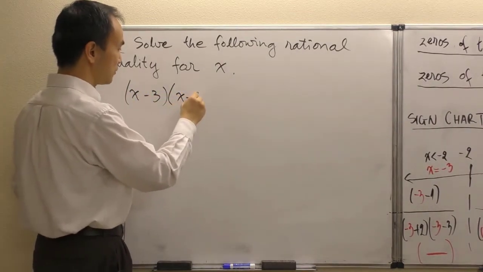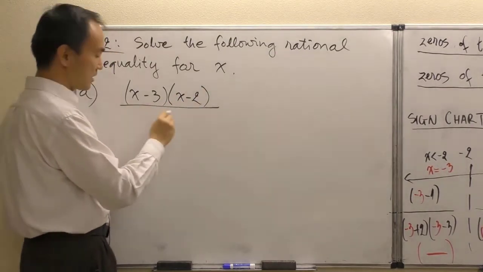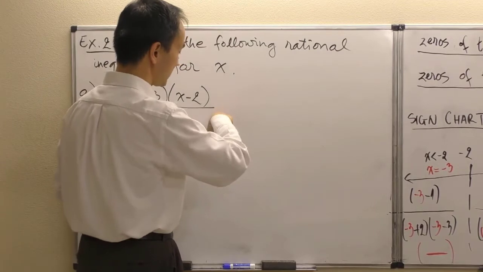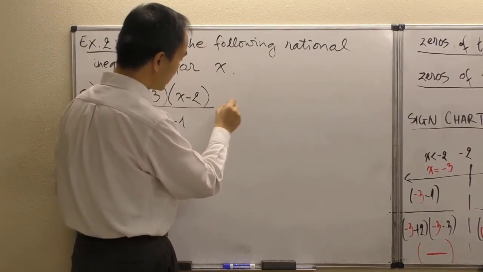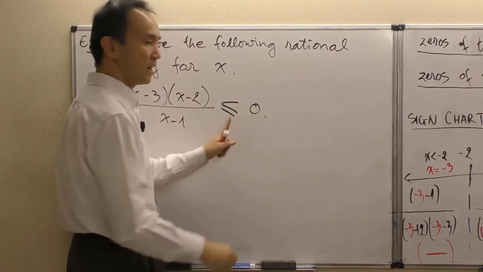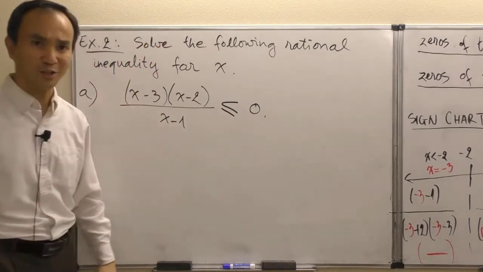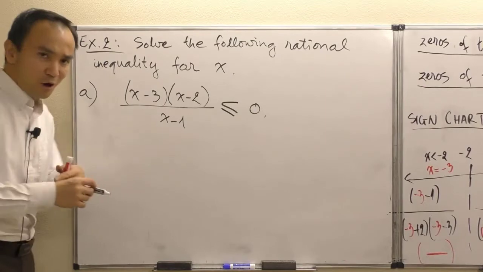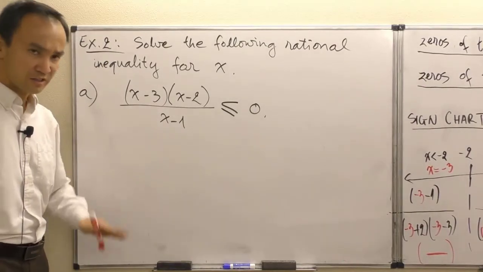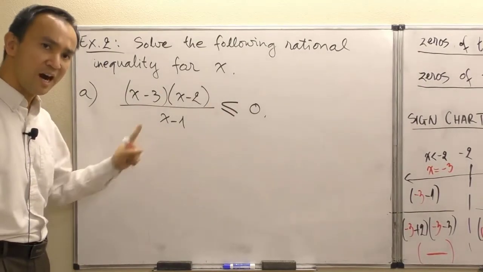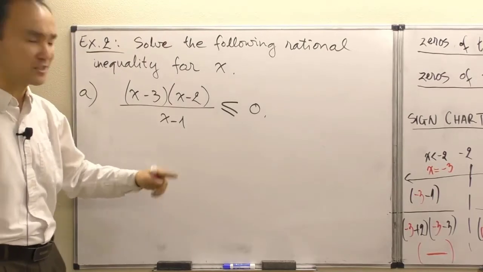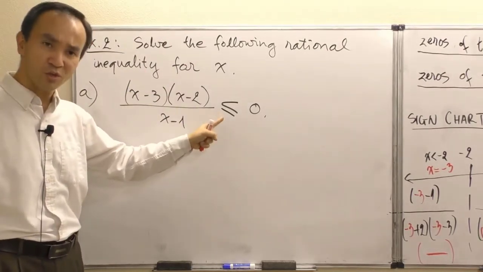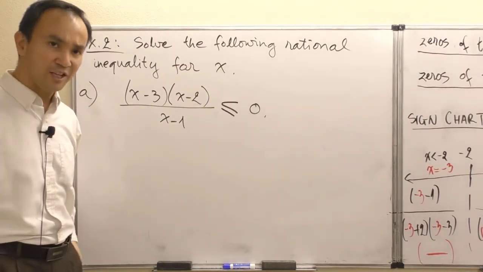Part A of the example: let's look at (x minus 3)(x minus 2), and we're dividing that by x minus 1 in the denominator, and we want our left-hand side to be less than or equal to 0. So there's an equal sign that comes along in our inequality. All the steps that we've learned prior apply here. The whole Example 2 is designated for that class of rational inequality where equal signs come along in each of our inequalities.